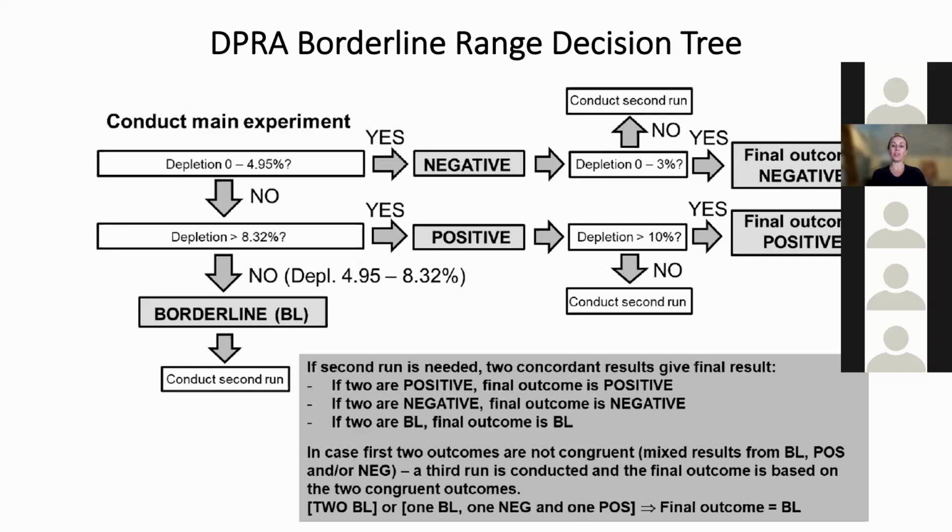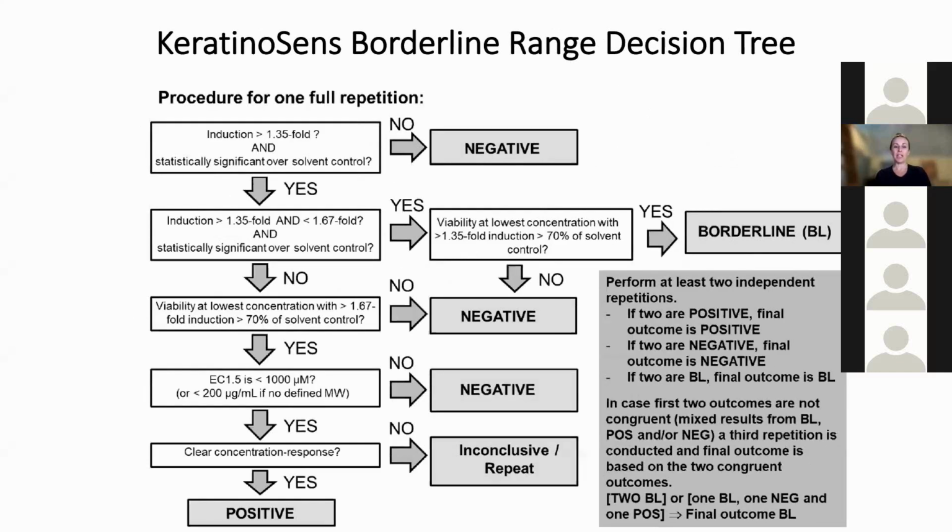It's also important to note that in the case of coelution with the lysine peptide, there is an equivalent flow chart to apply to the cysteine-only prediction model. Similarly, in Annex 1, we have a flow chart for the KeratinoSens prediction model, also taking into account borderline ranges and multiple runs to conclude on borderline results within the 2 out of 3 defined approach.